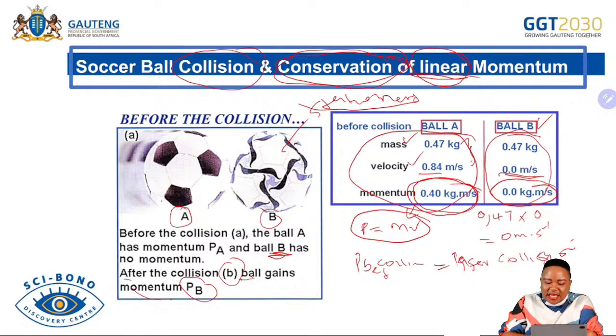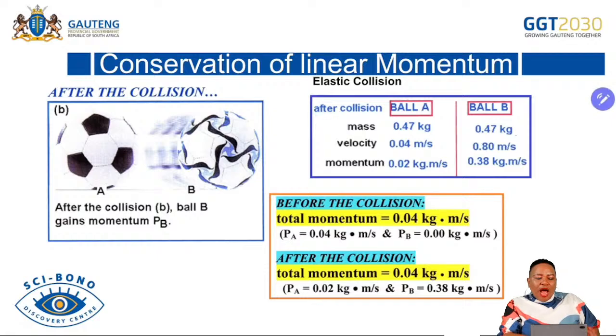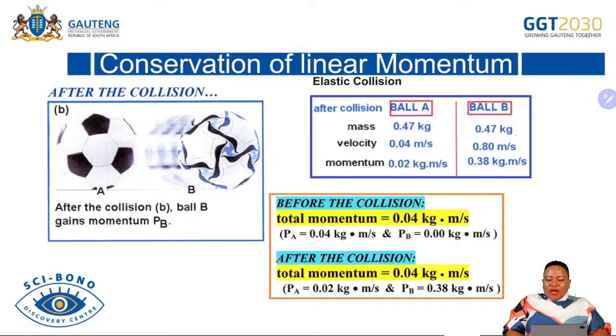So if we know the momentum of this object before collision, it will be equal to the momentum of the ball after collision. So we are going to use the law of linear momentum to find that. This is how we are going to solve this problem. So total linear momentum is equal to 0,04, and after collision it will still be the same 0,04 kg.